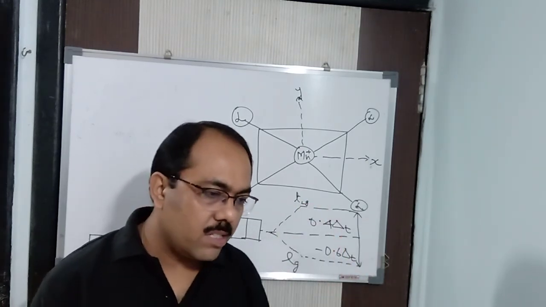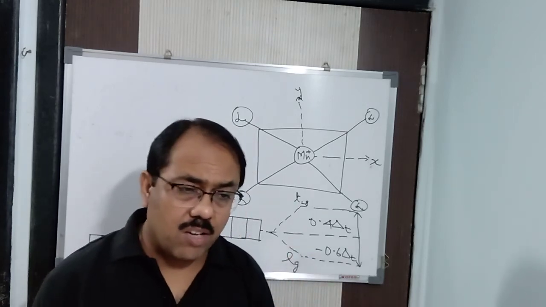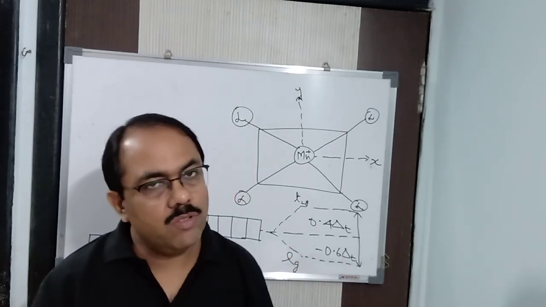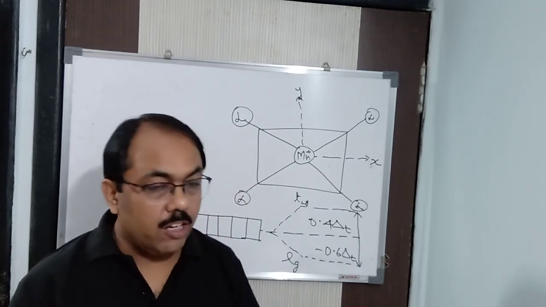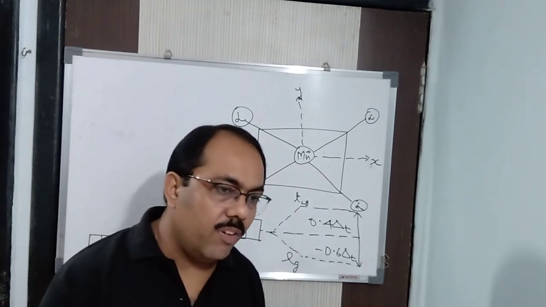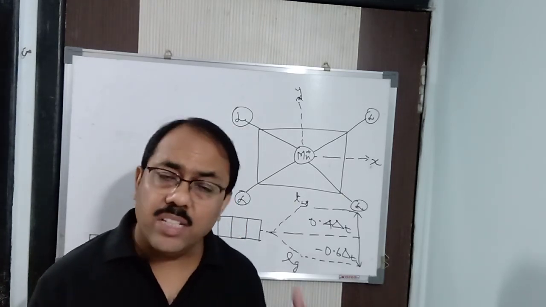So hence we discussed the color of the complex, we discussed the strength of the ligands, and we discussed how the splitting of the orbitals takes place according to CFSE. If it is a strong field ligand, then it will be a low spin complex, and if it is a weak field ligand, then it will be a high spin complex. And how to calculate CFSE, that also I told you.